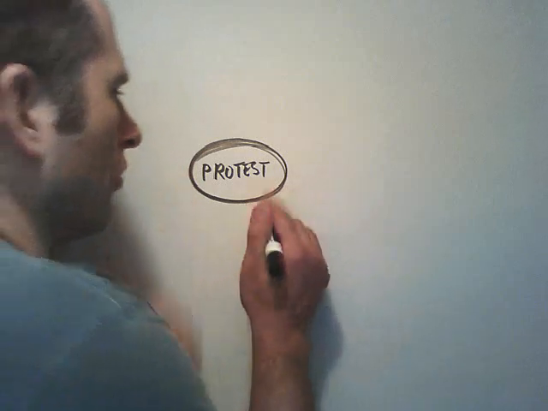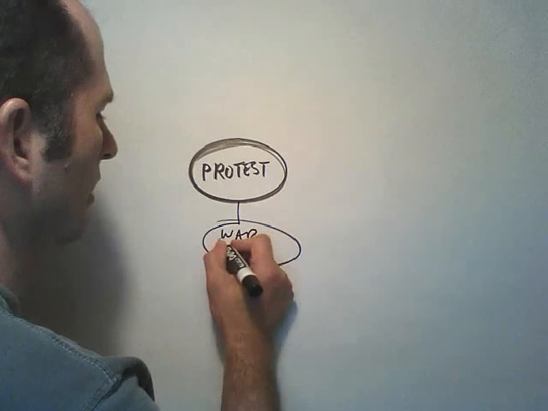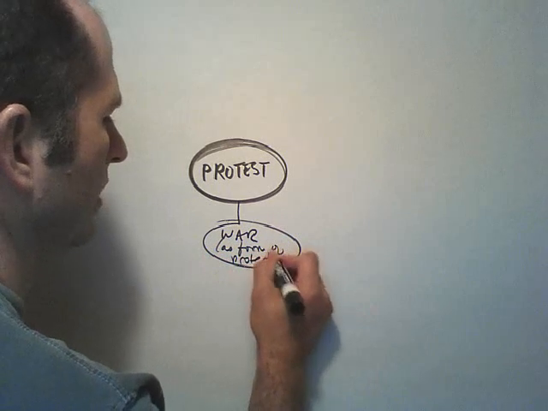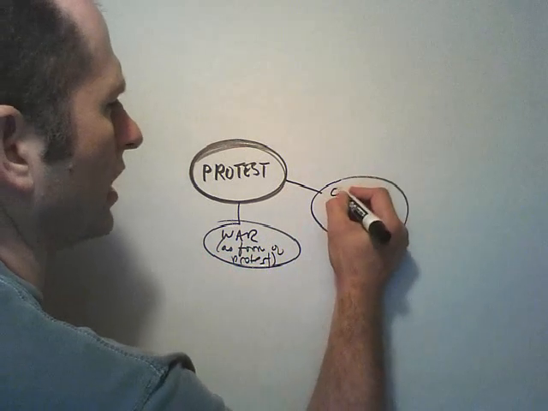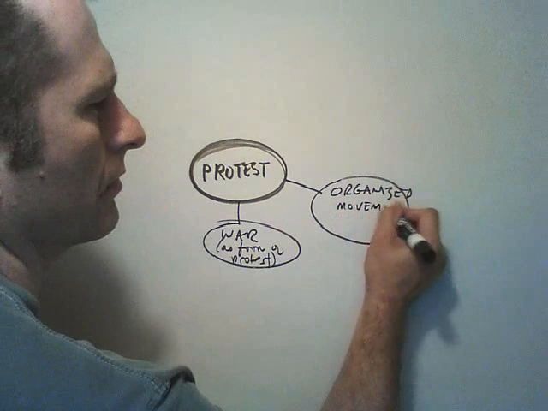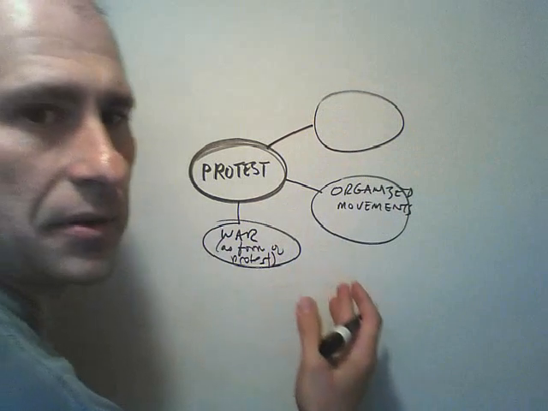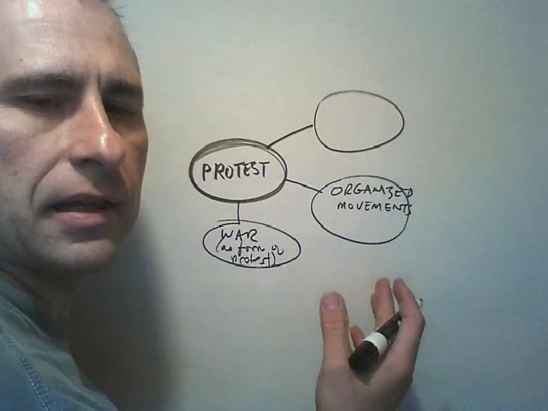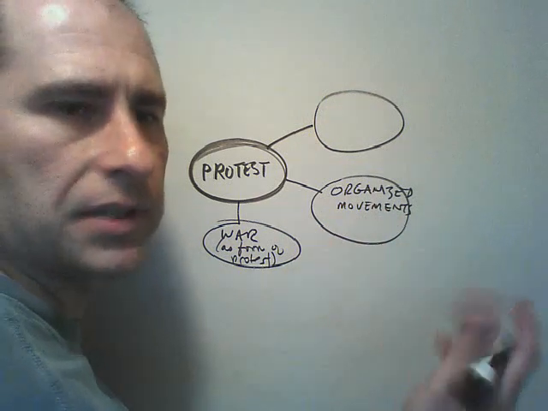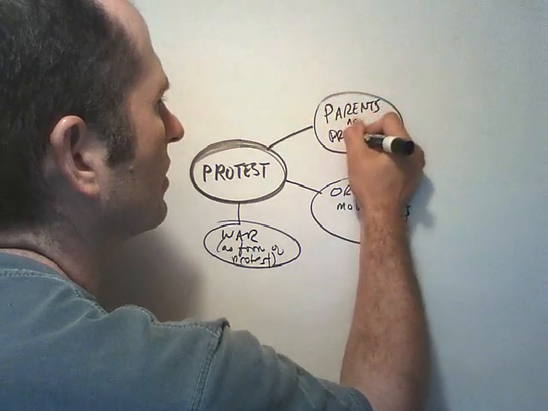So, you know, for protest here in a very large sense, we could think of war as a form of protest. I think of organized movements. Okay. What about, you know, parents? Parents seem to protest things that really threaten their children or their livelihood as a family. So, you know, parents as protesters.